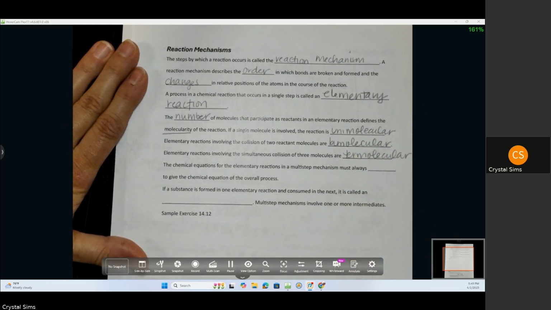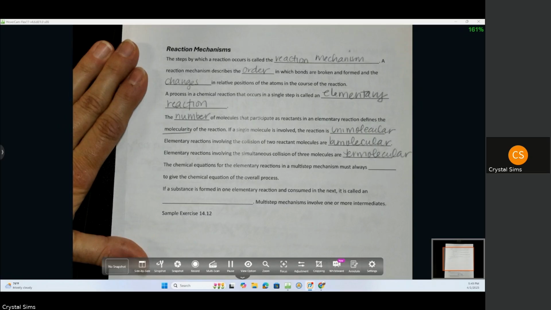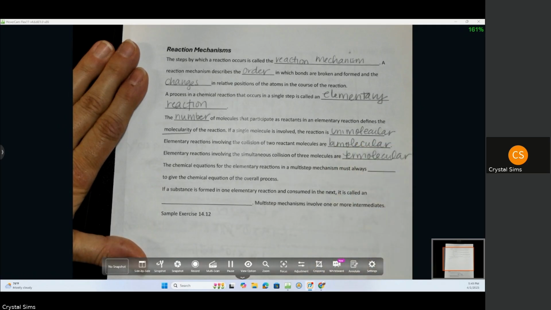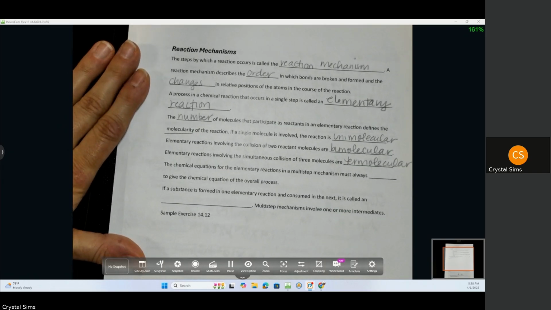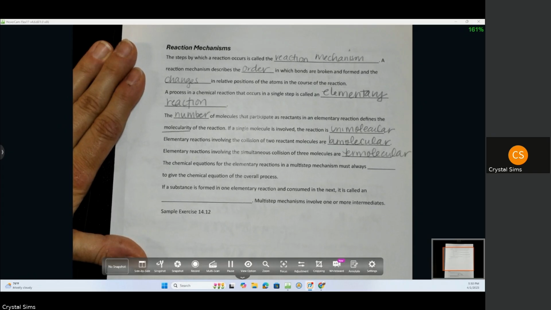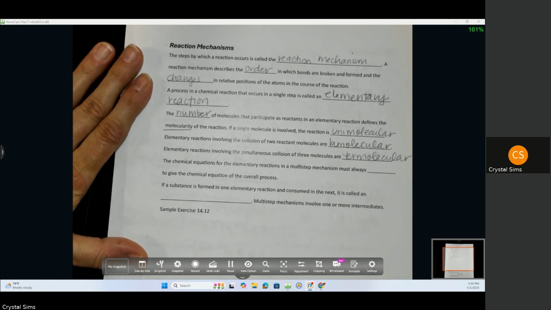Now, these are very rare. Termolecular, very rare. So most of our focus is going to be on the unimolecular and the bimolecular. Those termolecular, where we have three different molecules that hit each other just right in the right orientation with enough energy to cause a reaction, that is very rare.